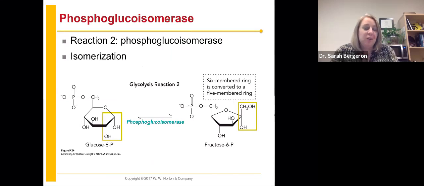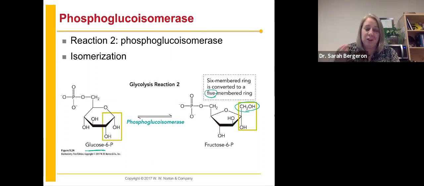So our second one is phosphoglucose isomerase. Think about what an isomerase does. It's just an isomerization. We're just going to rearrange some things, right? We had originally a 6-membered ring in glucose, and now we're going to convert that ring from a 6-membered ring to a 5-membered ring, with the 6 carbon now outside of the ring instead of inside of the ring. And so we go from glucose 6-phosphate to fructose 6-phosphate.